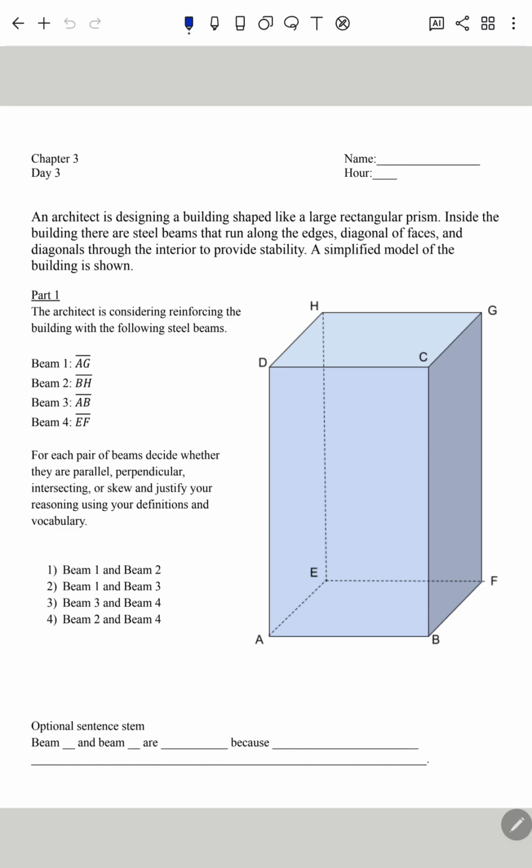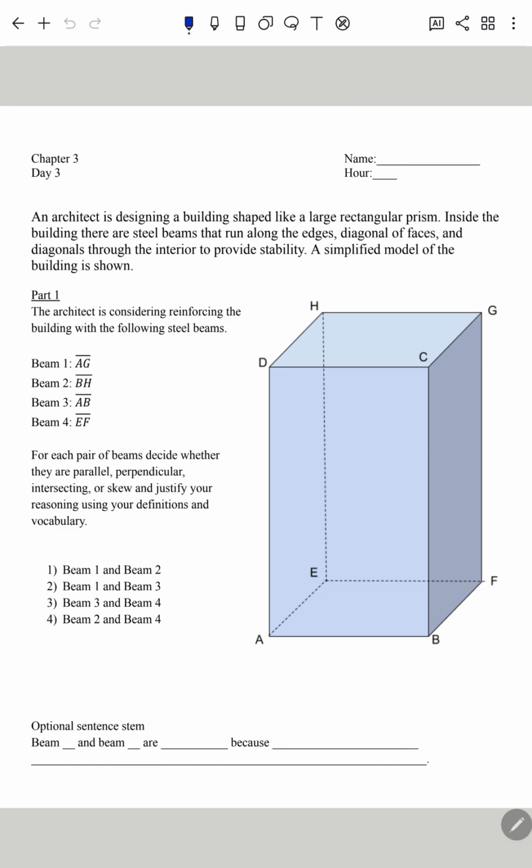So quickly explaining my problem, I said an architect is designing a building shaped like a large rectangular prism. Inside the building, there are steel beams that run along the edges, diagonals of faces, and diagonals through the interior to provide stability. I gave them a very simplified model of the building.